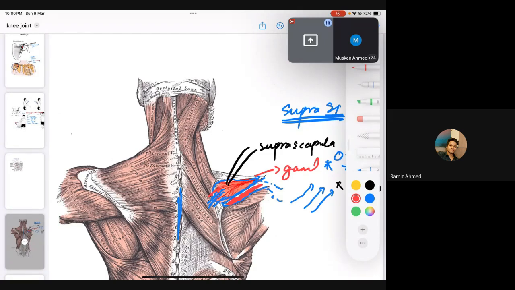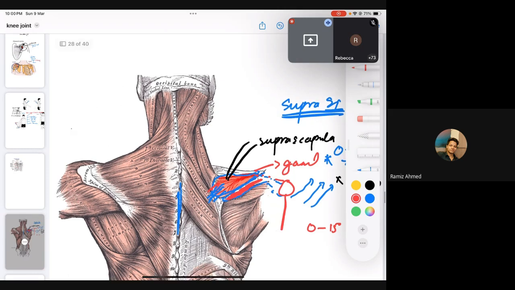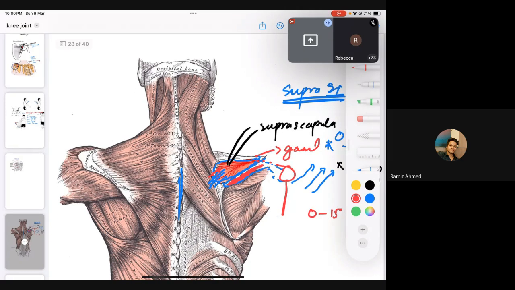What's the function of that? It's going to do abduction. To which degree? 0 to 15 degrees. If I want abduction above 15 degrees, which muscle is going to help me with that? The deltoid. If I need further abduction, which muscles then? Trapezius and serratus anterior, right? Perfect. So then we have supraspinatus.